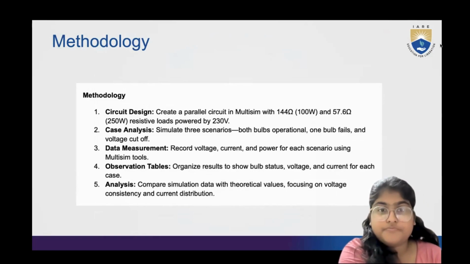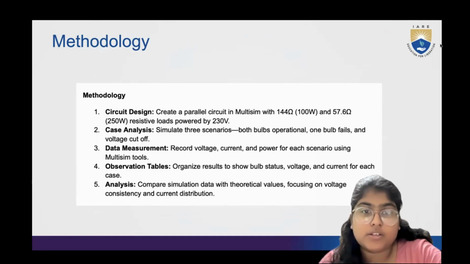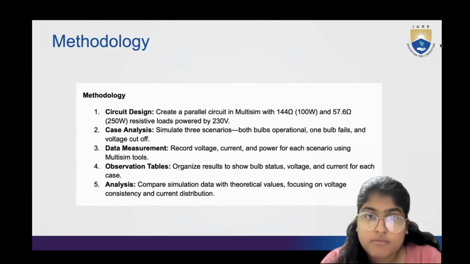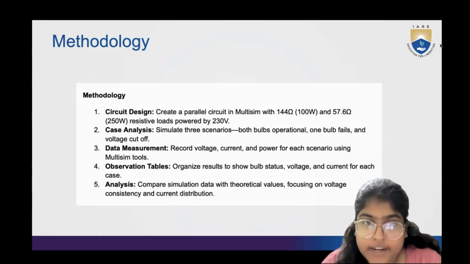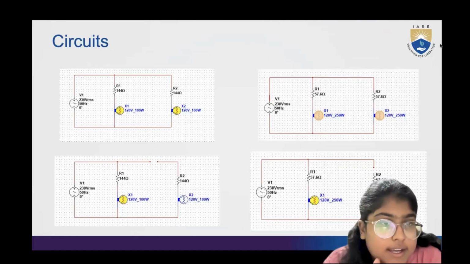Methodology. The project is divided into three key scenarios, where, like I have discussed before already, the first one is where both the bulbs are operational. Here, the circuits operate as designed with both the bulbs glowing. The 100-watt bulb drew approximately 1.6 amperes of current, while the 250 watt bulb, as you can see here, it is the first picture.